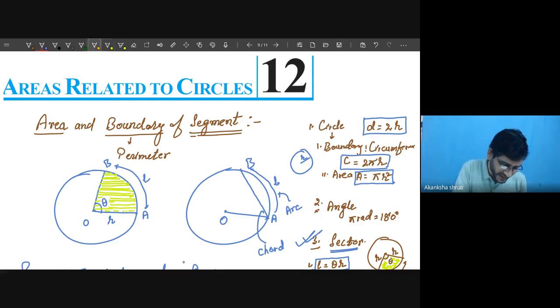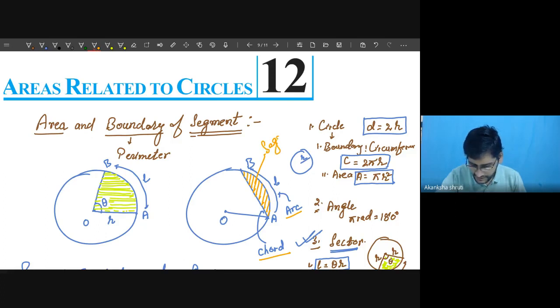Now if we consider the area bounded by the chord and arc, so this chord, which is the straight line, and arc, which is the curve, only this much area, or the region bounded by one of the arc and the chord, is called a segment. It is our segment.